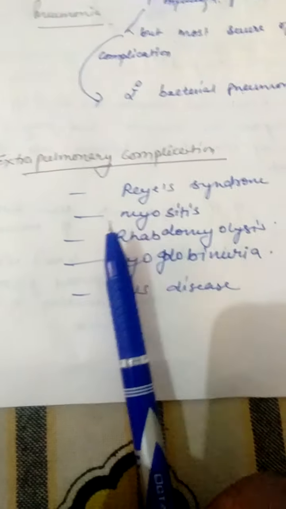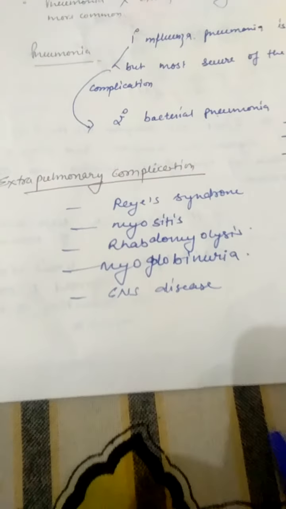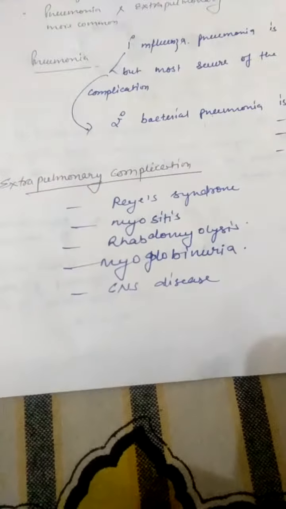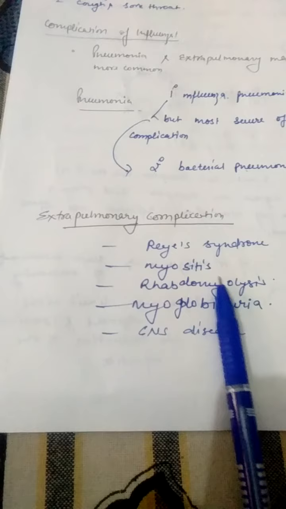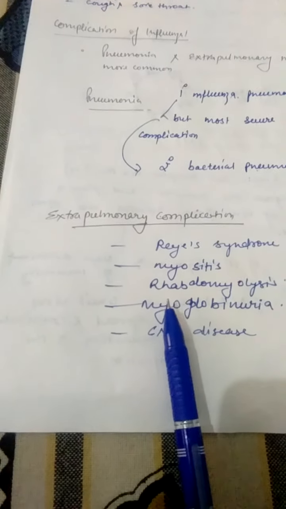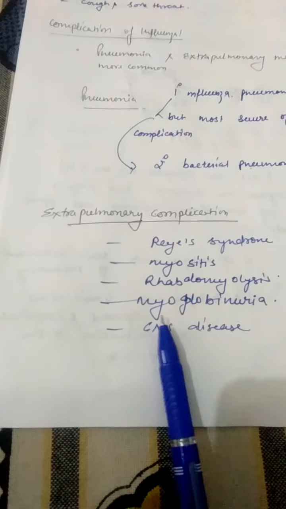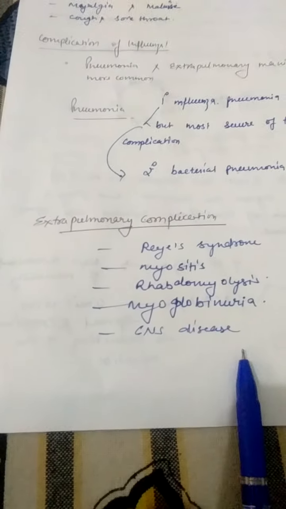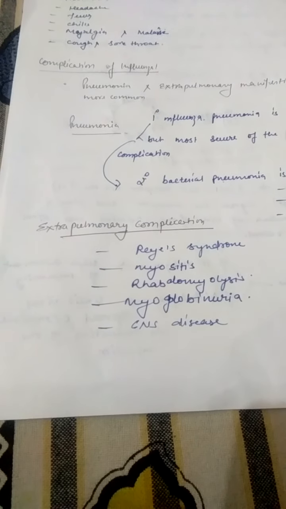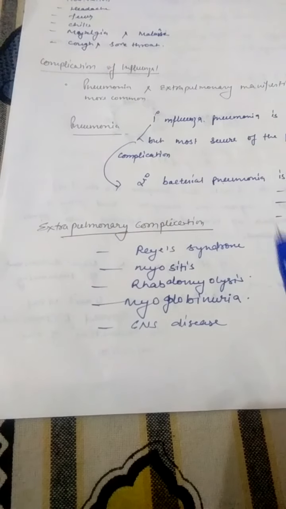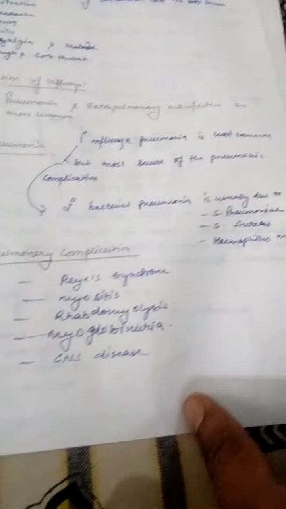So, what are the extrapulmonary complications? Reye's syndrome. It is from the overdose of aspirin. Also, it is a contraindication of aspirin. Myositis, rhabdomyolysis or myoglobinuria, and CNS disease. CNS disease like encephalitis and myelitis.